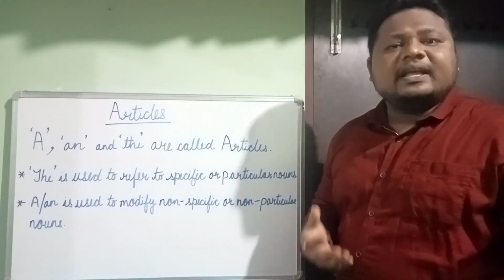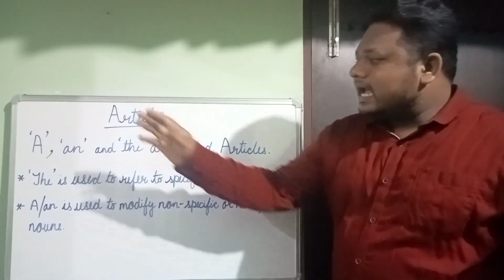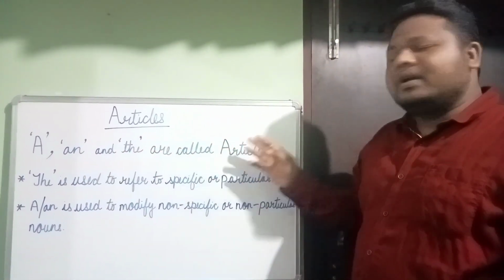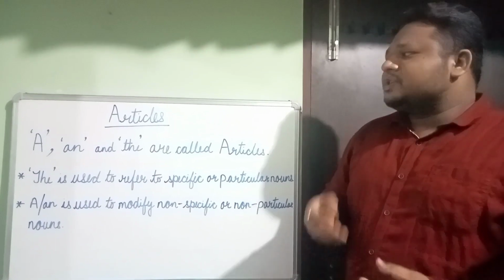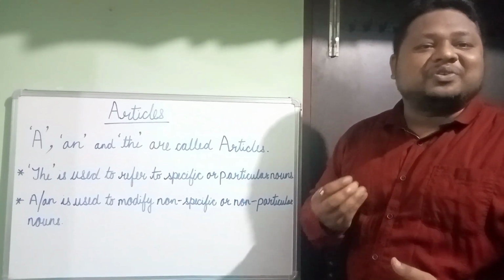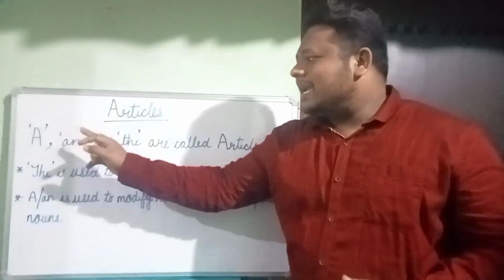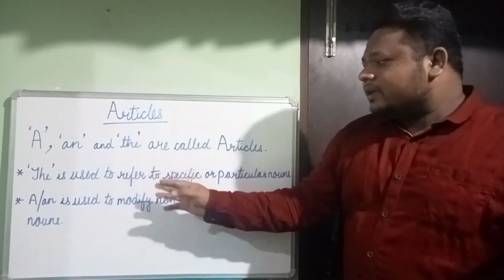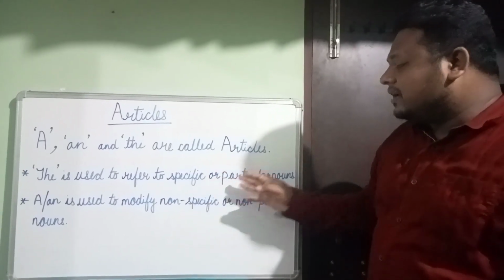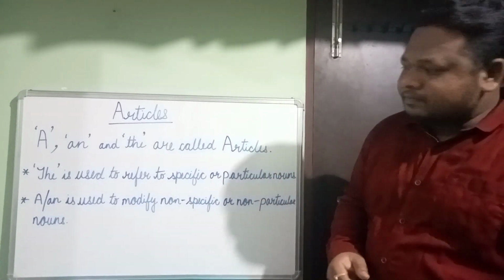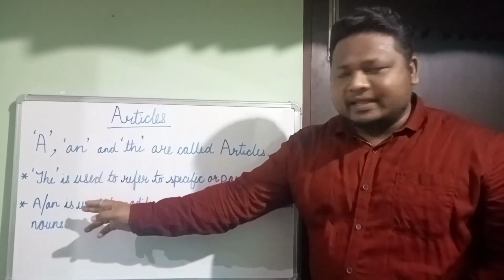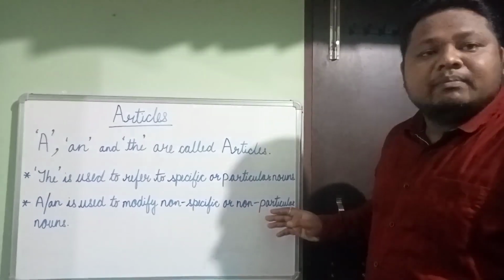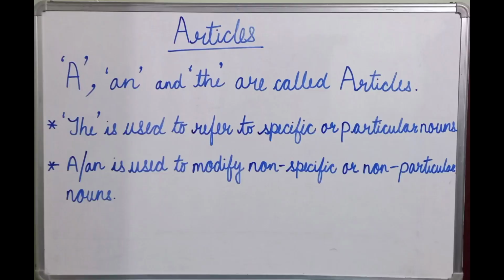So, we can define articles as: a, an, and the are called articles. Alright? So, article is basically a set of three words: a, an, and the. The is used to refer to specific or particular nouns, and a or an is used to modify non-specific or non-particular nouns.